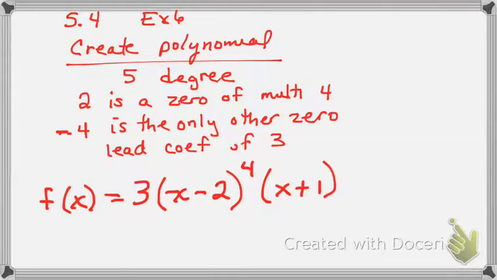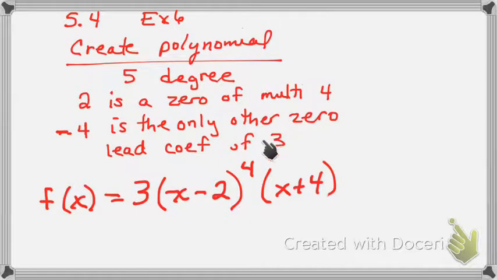Wait, why is it to the fourth power? Because it says it has a multiplicity of 4. That's what multiplicity means. Multiplicity is the number of times that 0 occurs. So let's see if we met all the criteria. Do we have a leading coefficient of 3? Yes. Negative 4 is the only other 0. That should be a not plus 1 then, right? That should be a plus 4.